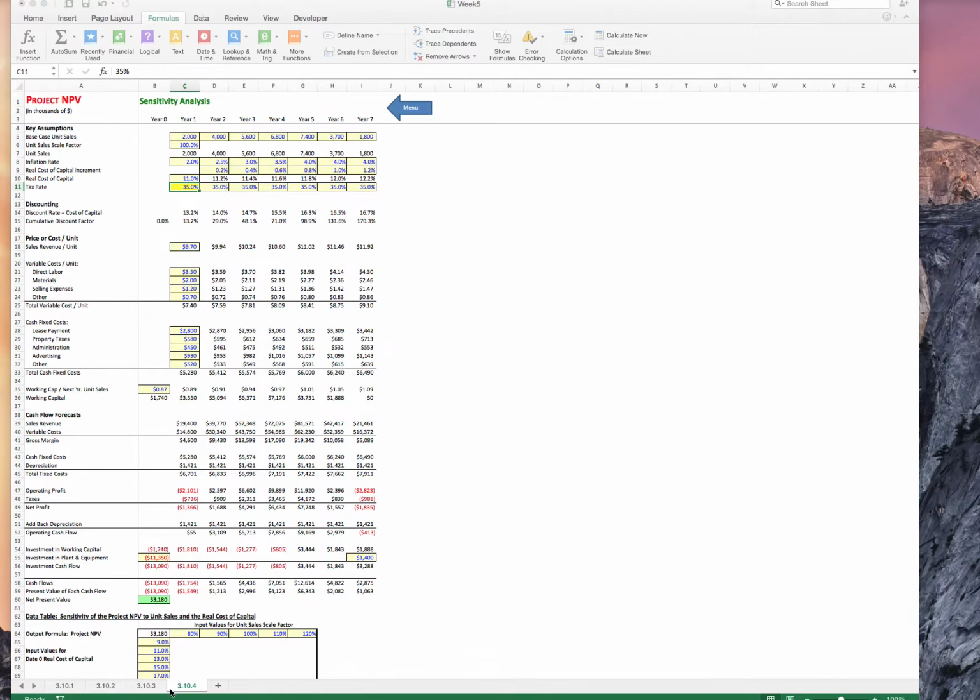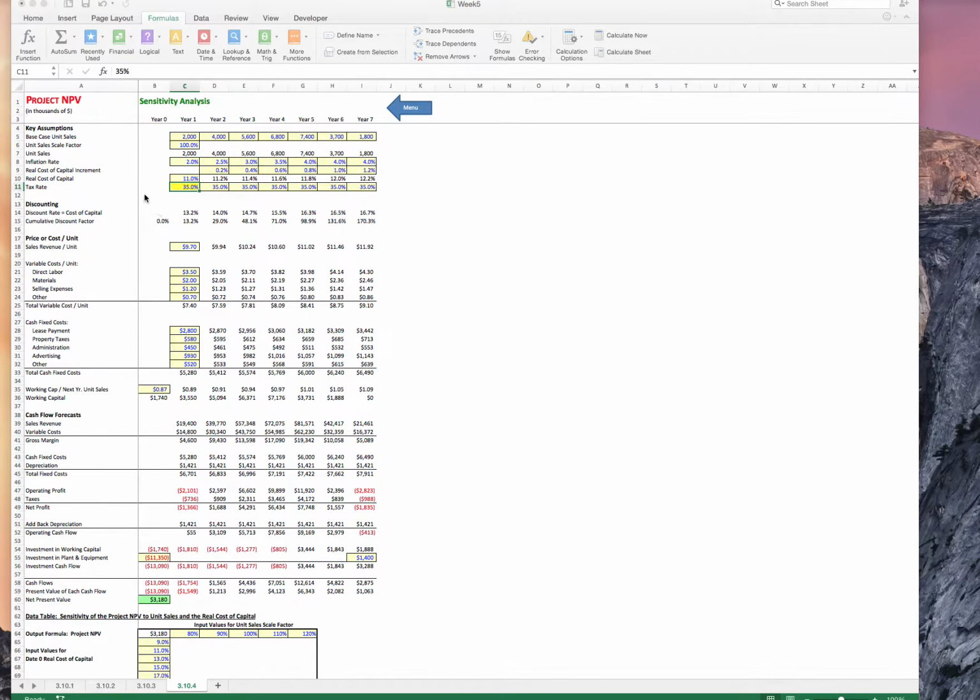So model 3.10.4 is going to describe a sensitivity analysis of the NPV of a project that you've been working on since model 3.10.1. As I mentioned before, all it does is keep adding details to the basic model so you have a better picture of your project.